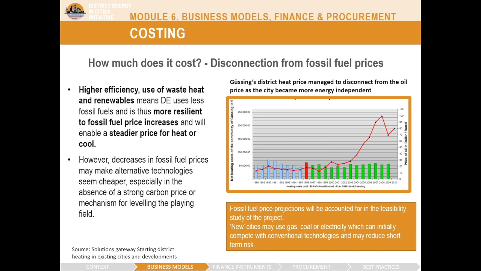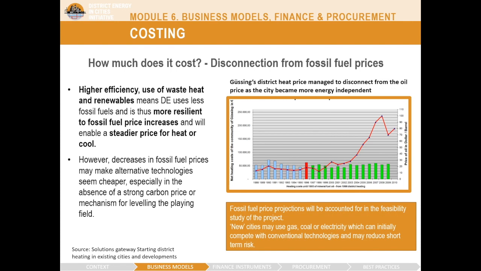Disconnection from fossil fuel prices. Higher efficiency, use of waste heat, and increased renewables means that district energy uses less fossil fuels than conventional technologies and is thus more resilient to fossil fuel price increases and will enable a steadier price for heat or cool and for cities to become more energy independent.